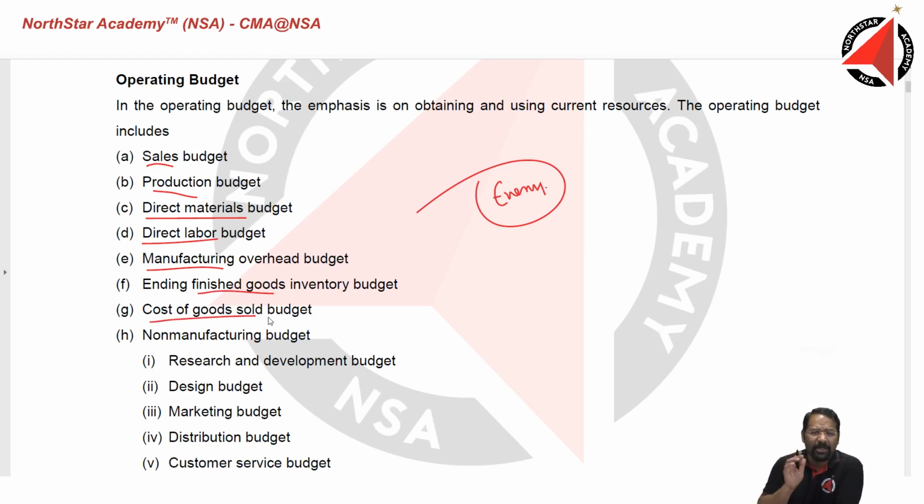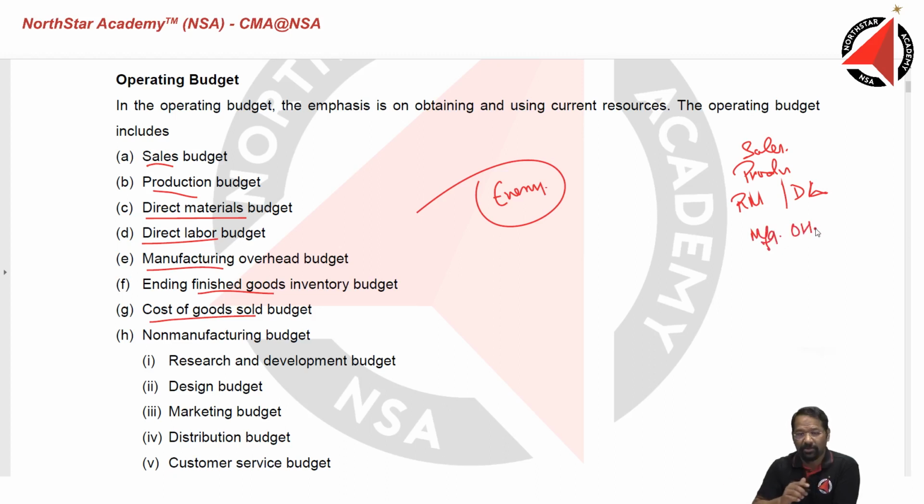Remember the names. You don't need to memorize. Just read through the names: sales budget, production budget. How to remember? First, you do sales, and to do sales, you have to do production. To do production, you have to have raw material and you have to have labor, right? Direct labor, and you need some indirect cost, right? Which are manufacturing overheads. What are overheads? Indirect cost. Indirect cost related to manufacture, right?